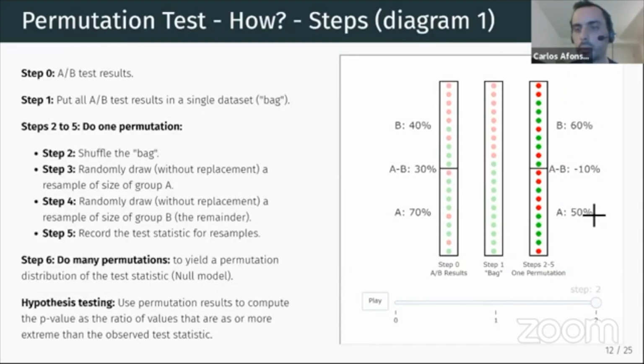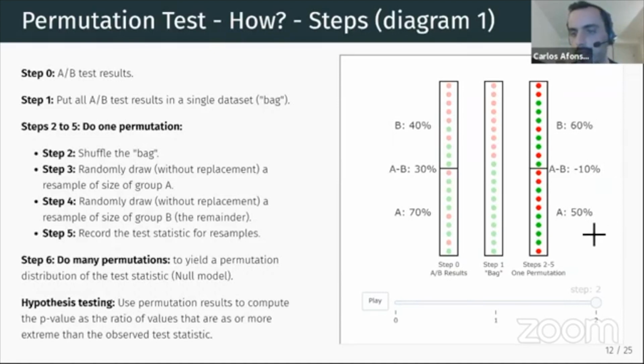Because the resample is without replacement, if we take this resample for group A, these ones will be out, and then we'll be left only with these ones, which is just the remainder in the bag. That's going to be for group B, because we have just 2 groups. If you had more groups, you'd have to do the resample for one group first, and then for the second group, and then for the third group, and so on. And the last group is the remainder in the bag again. Okay. So that's how you do one single permutation.